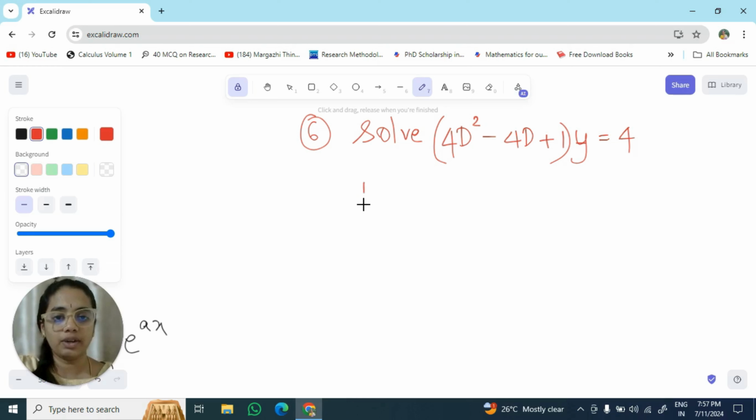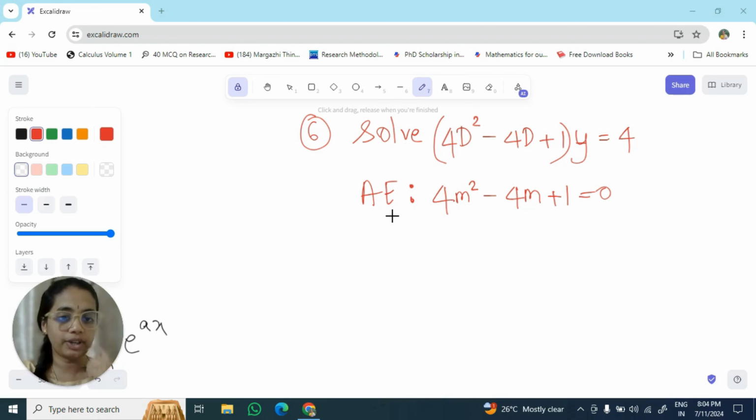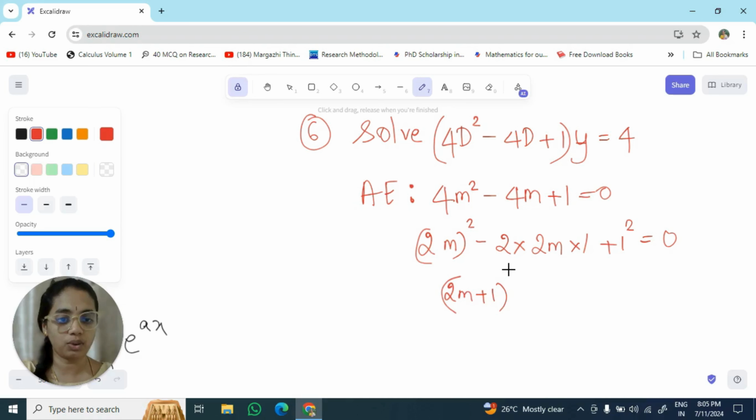What would be our auxiliary equation? Our auxiliary equation is nothing but 4m square minus 4m plus 1 is equal to 0. To find the roots of this equation, it clearly looks like we can write it as (2m) the whole square minus 2 into 2m into 1 plus 1 square. So it looks like a square minus 2ab plus b square. So just write it as (2m minus 1) the whole square is equal to 0.